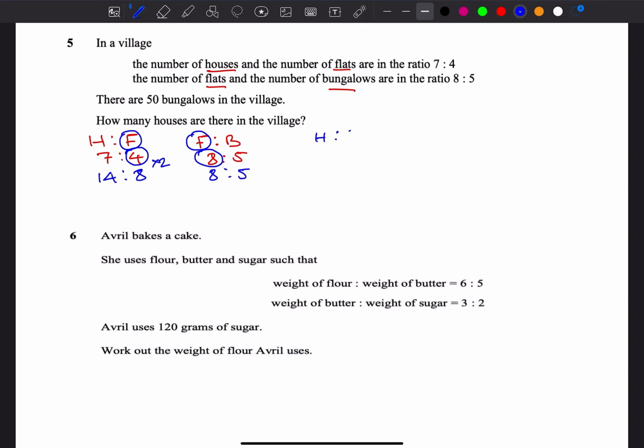Then we just want houses, flats, bungalows, and we can write it together: 14 houses, 8 flats and 5 bungalows. Bungalows are 50, so 50 divided by 5 is 10, times everything by 10. How many houses? Just times the houses, 140, that's enough. You can do this one if you want. 50, but yeah, 140.